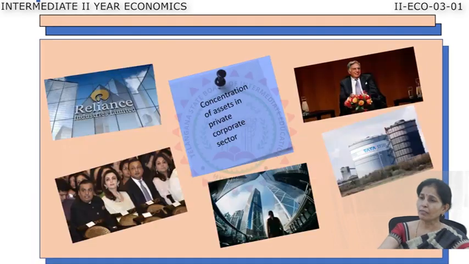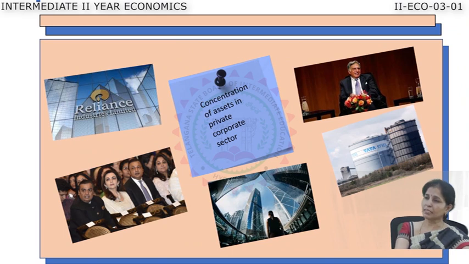The next one we have is concentration of assets in the private corporate sector. The picture talks about Reliance, Tata. Most of the assets, or the maximum of our assets, are held in these particular hands. So the wealth is concentrated in few hands. It is not equally distributed.